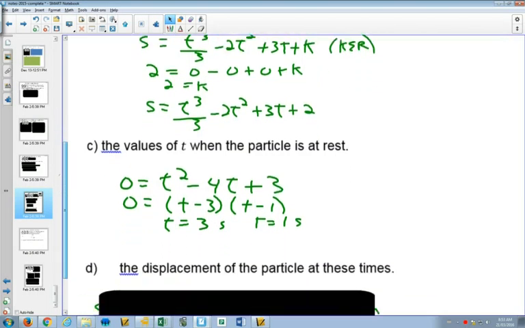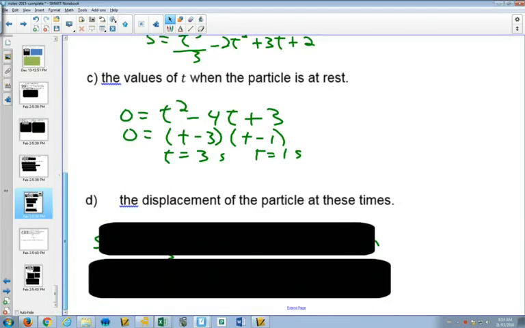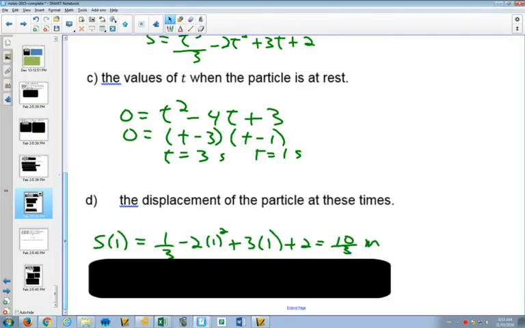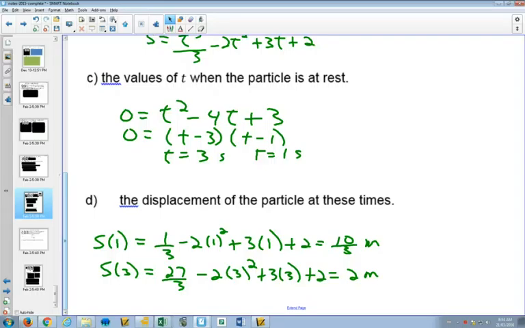Now there's kind of a hint that you're not going to use the displacement formula in part D, because if you'd used the displacement formula and then it asks you to find the displacement at those times, it would be a redundant question. So once we found 3 seconds and 1 second, we can just plug those into our displacement formula. Again, it's just a bunch of fractions and mental math, so it's not too bad, but maybe a little time consuming.